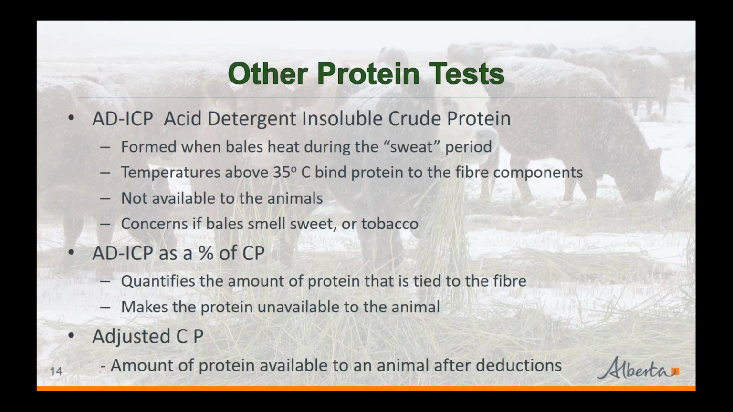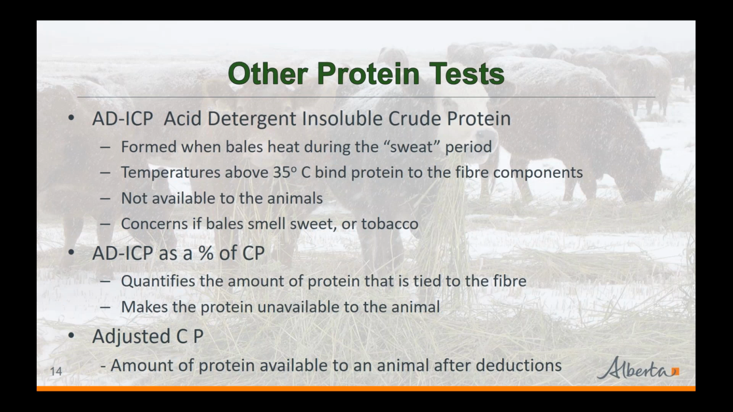The other protein test that was mentioned there, ADICP, or acid detergent insoluble crude protein: bales and even silages will go through a heating period, a sweat period, roughly anywhere from 2 to 12 days in length, depending on the type of product and temperatures out in the field when the products are being baled up. Now, when the inside bale temperature gets above 35 degrees Celsius, there's a reaction within the bale that binds a percentage of the available crude protein to the fiber components, the acid detergent fiber and NDF, or neutral detergent fiber, and that way the fiber ties up the protein, and it's not available to the animals.